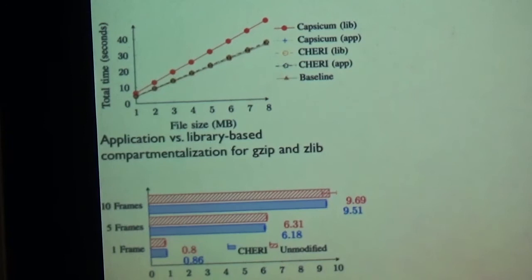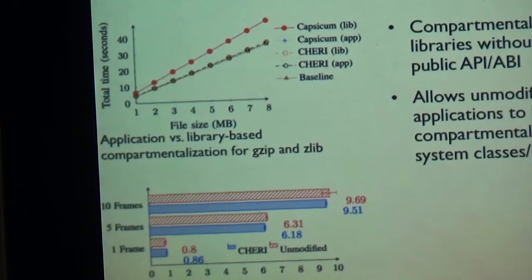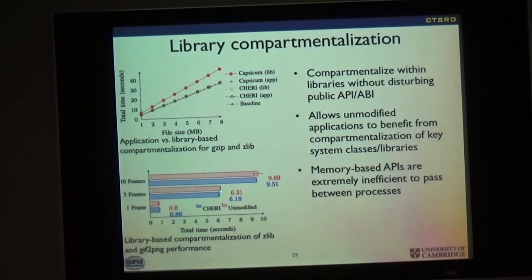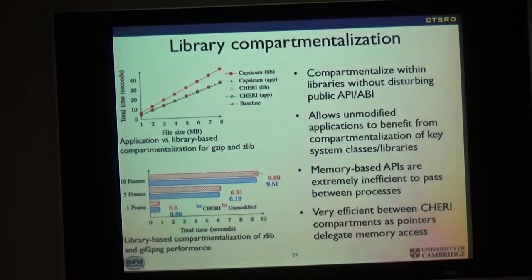So in addition to the example there, we've got another example here where we use diff to ping, and you see the lines are basically the same. CHERI actually performed better in several cases for no obvious reason, probably just weird hash behavior. So it's very efficient to be able to delegate pointers into this sandbox, and we can do it transparently.